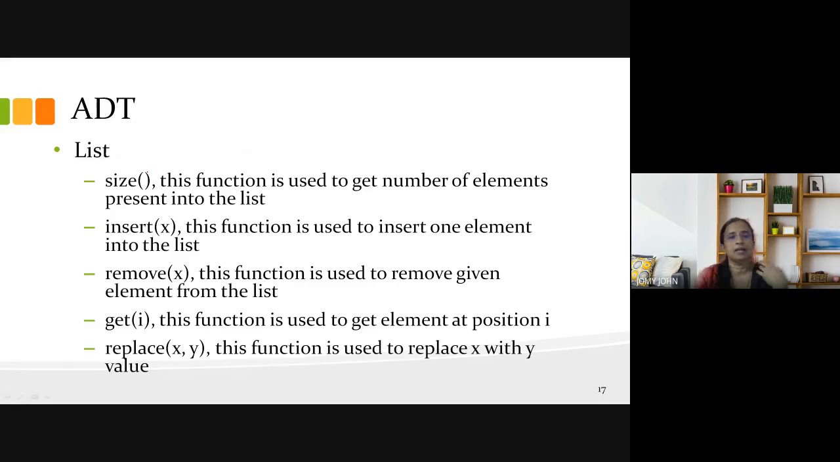For the ADT list, the operations are size of the list, insert into the list, remove from the list, get an element at position i, replace x with the value y, etc.